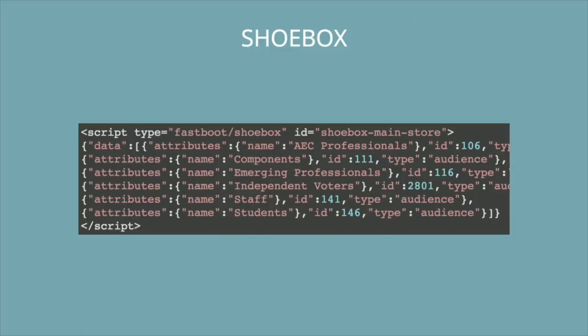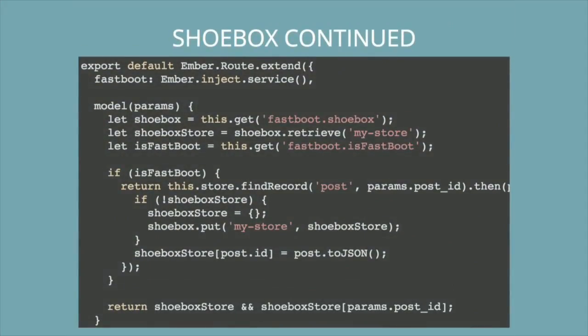So this other concept of fastboot is this thing called a SHOEBOX, which basically what happens is when you make a network request in fastboot, you can basically say, I want to set it. It gives you a property on the fastboot service that says you can set properties in your HTML so that when the client gets it, it's already pre-populated with the data. You don't have to go make another AJAX request.